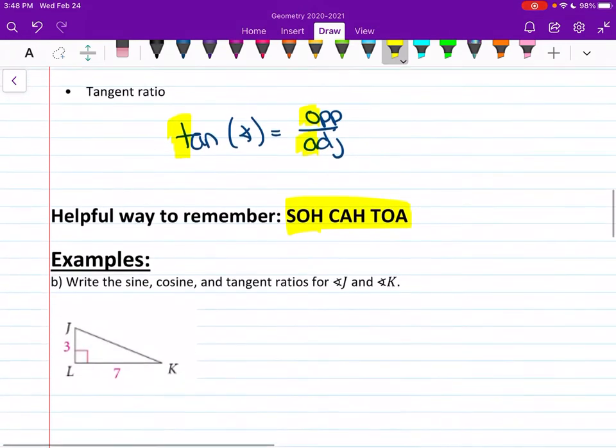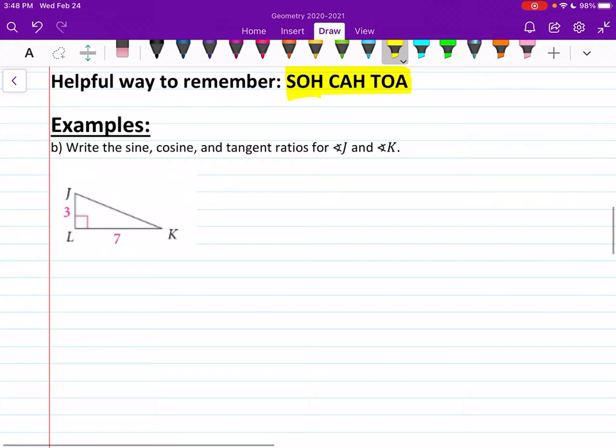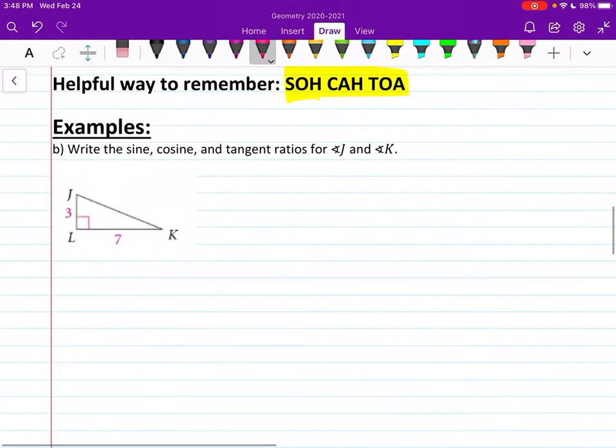All right, so let's put them into practice. So here's our first example. Write the sine, cosine, and tangent ratios for angle J and for angle K. All right, so for sine, I need opposite and hypotenuse. If I look at this figure, I don't have the length of the hypotenuse yet. So I'm going to do some good old Pythagorean theorem to find it. So I have 3 squared plus 7 squared equals my hypotenuse, which we're going to call C.